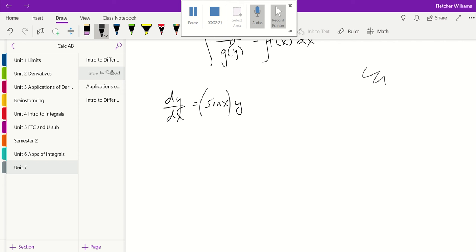Okay, and so the whole idea is you just get the x's together and the y's together, and note that you can separate that dy dx. It's like a fraction now. You can treat it like a fraction. So we multiply the right side by dx. And then we divide the y over to the left side to get dy over y equals sine x dx. And then you just have to integrate both sides.